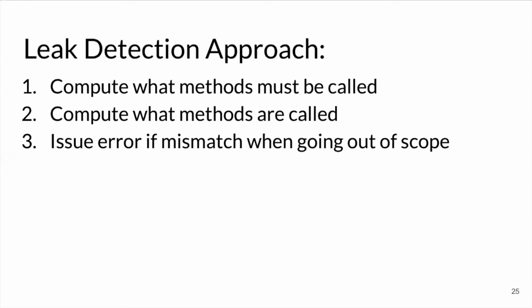So without having any concern about aliasing, leak detection boils down to 3 steps. First, computing what methods must be called on each variable, like close on sockets. Then computing what methods are called on the variable at each program point. And at the end, issuing an error if there is a mismatch between the results of these 2 computations before the variable goes out of scope.